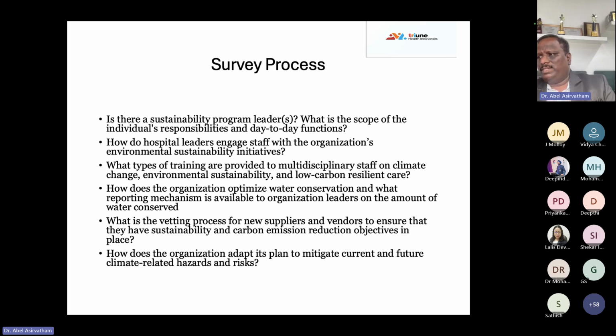Okay, how does the organization optimize water conservation, water reporting mechanisms available to organization leaders on the amount of water conserved? Water conservation is very important. What is the vetting process for new suppliers and vendors to ensure that they have sustainability and carbon emission reduction objectives in place? So as part of your vendor rating, this part also can be one of the criteria. Okay, you can choose vendors who have all the sustainability and carbon emission reduction objectives as part of their vision and mission. How does the organization adapt its plan to mitigate current and future climate-related hazards and risks?